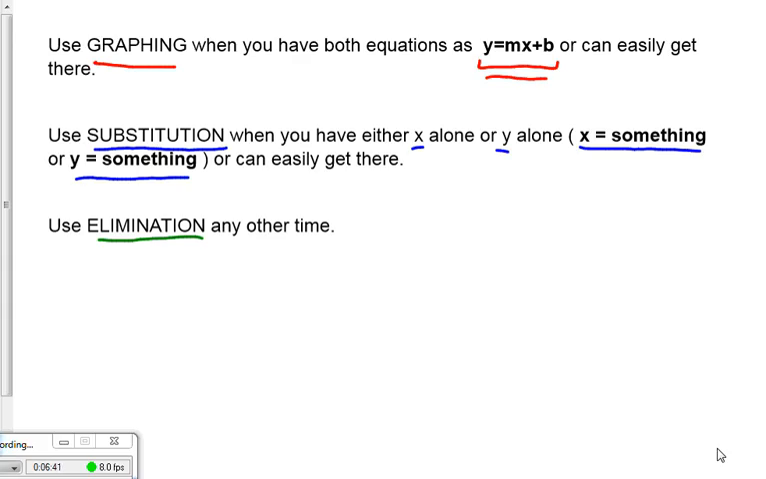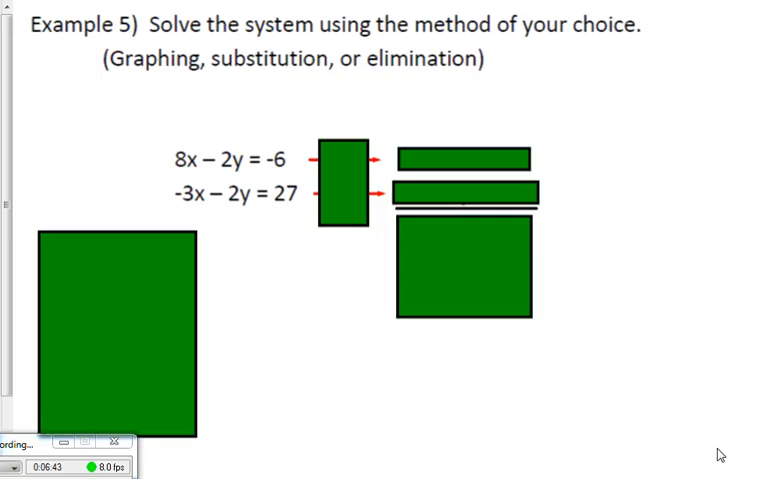Oh, so this was our table of when to use which piece. Our last example then, solve the system using the method of your choice. Again, we want to look at what would be easiest here, graphing, substitution, or elimination. Now again, in this case, we'd say probably not graphing because we don't have anything in a y equals mx plus b. In this case, we probably won't use substitution, again, because we don't have x equals something, we don't have y equals something. We have kind of a little more complex equations to work with.